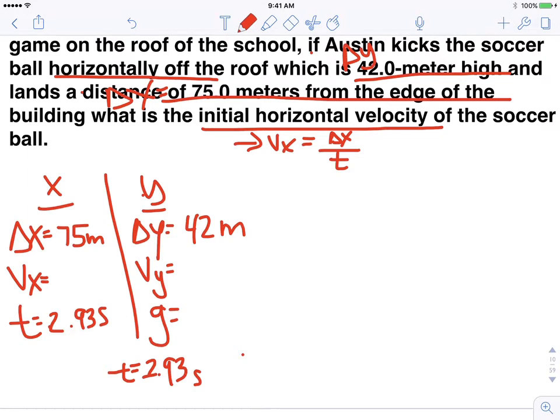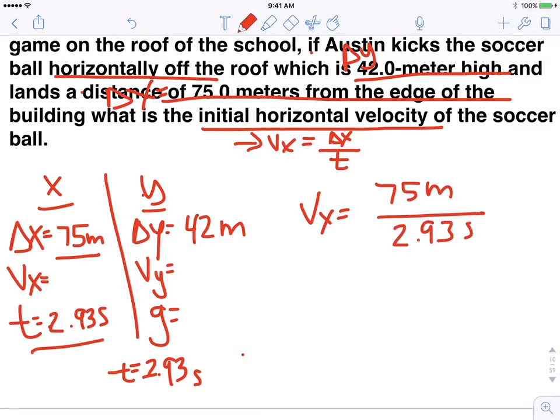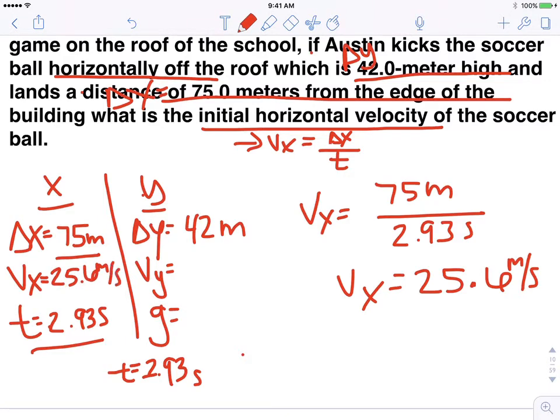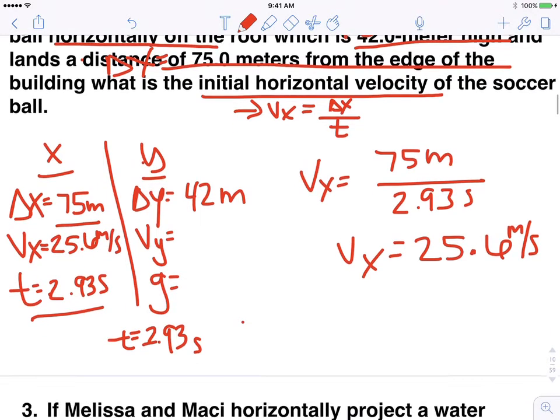The original problem asked us to solve for the initial horizontal velocity, and so now we can do that because we just solved for time. Vx is equal to delta x, and that's 75 meters. And we're dividing it by the time, which we just solved for, 2.93 seconds. And this is just putting into your calculator, 2.93. And then velocity in the x comes out to be 25.6 meters per second. All right, there we go.